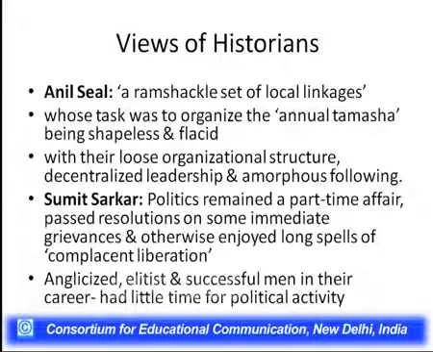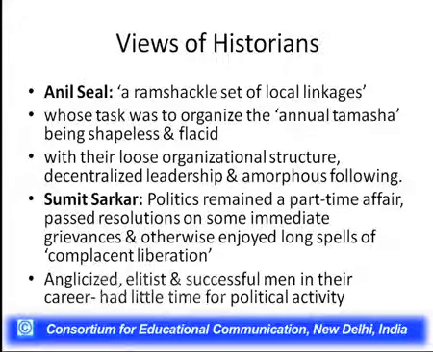Sumit Sarkar argues that politics remained a part-time affair for the moderates and they passed resolutions on some immediate grievances, and they otherwise enjoyed long spells of complacent liberation. They were anglicized, elitist and successful men in their careers and had little time for political activity. So what we see is that historians have argued that they were part-time politicians. For example, Sumit Sarkar says that they were part-time politicians.